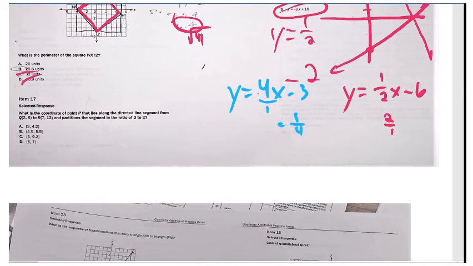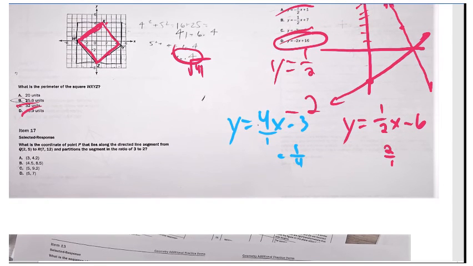17. What is the coordinate of point P that lies along the directed line segment from Q? Okay, so this is a pretty tough question. I'm sure there is a way to answer this one algebraically, but I'm going to answer this question without even picking up my pencil, really.